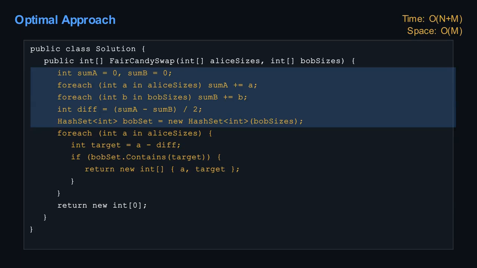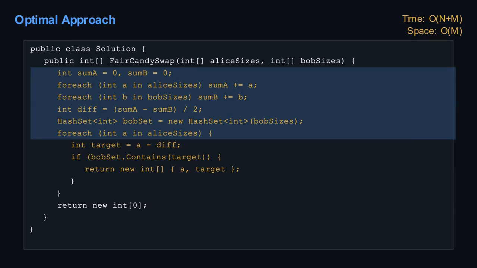Next, we put all of Bob's candy sizes into a special data structure called a hash set. A hash set is like a super fast list that allows us to check if an item exists within it almost instantly, no matter how many items are there. It's much faster than searching through a regular list one by one.